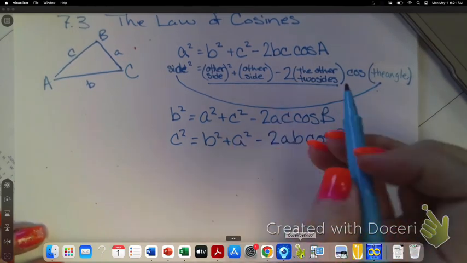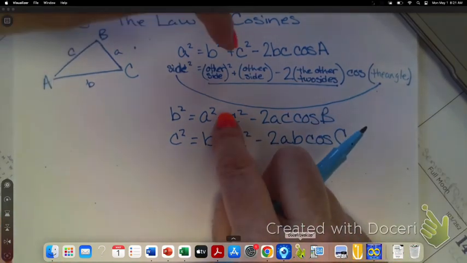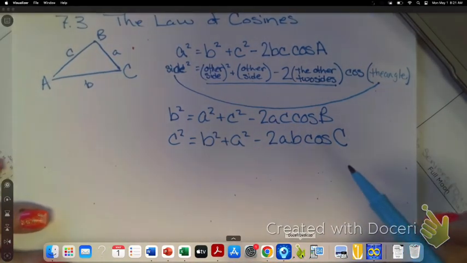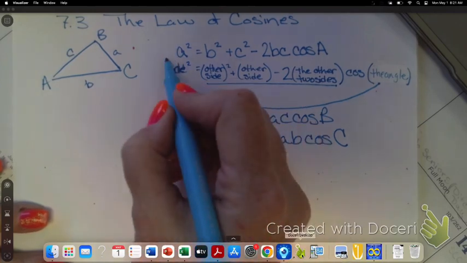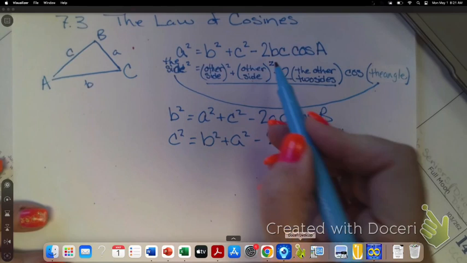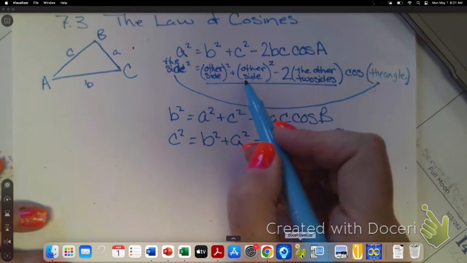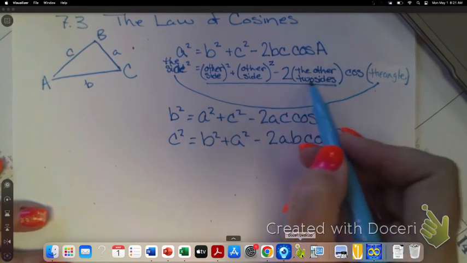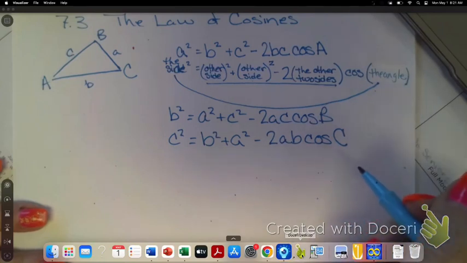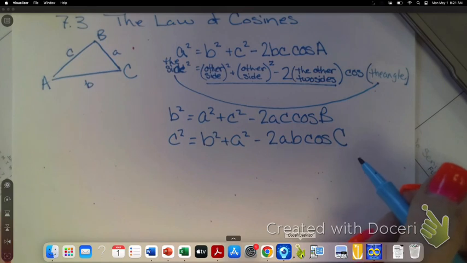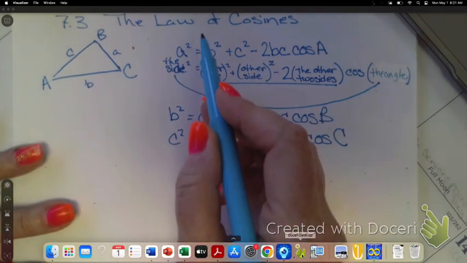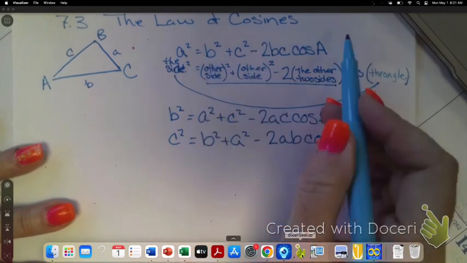So does it matter? Like in the book, it shows these as like 3 different formulas. Are they 3 different formulas? No. It's the side squared equals the other side squared plus the other side squared, minus 2 times the other two sides, the cosine of the angle. That's all it is. Okay? Now if I want just the side, I have to take the what of it all? Square root. The square root of it all.